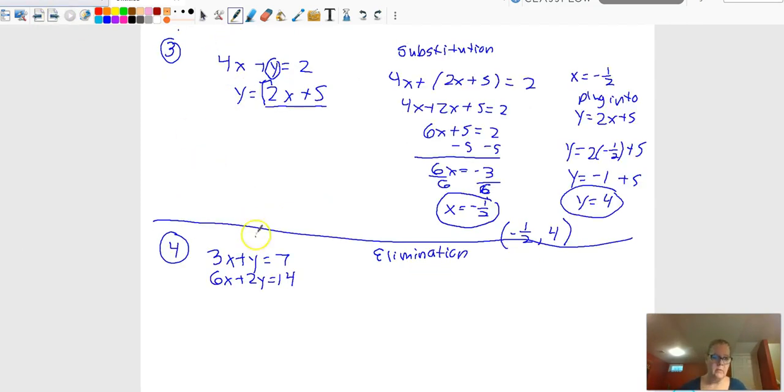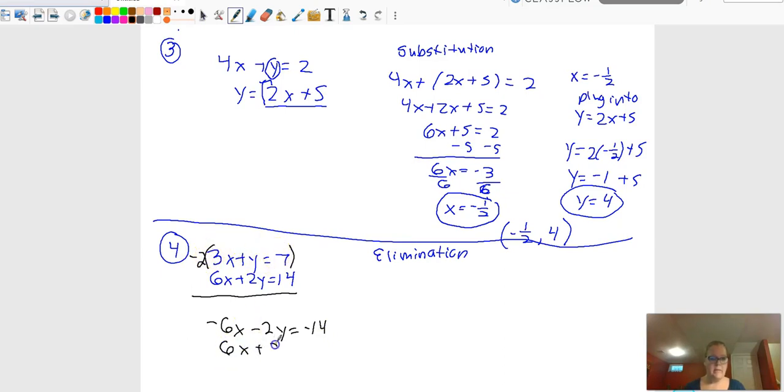So we are looking to make either the x's or the y's opposite each other. So this is a +2 in front of this y. I want a -2 in front of this y. Or you can do the same thing with the x's. And something very special happens on this problem. When I multiply through, again, what you do to one, you have to do to all. -6x minus 2y equals -14.